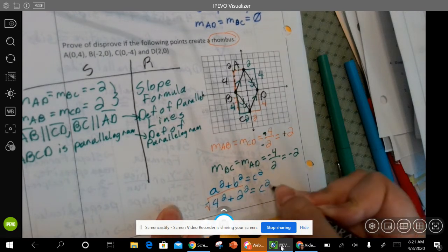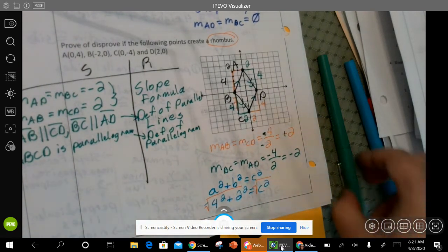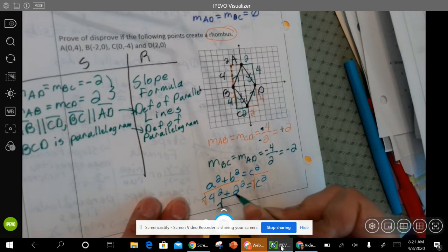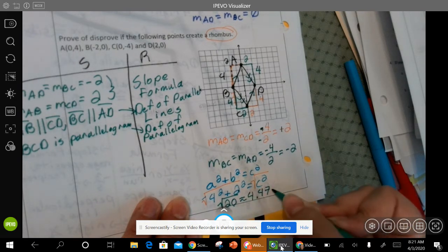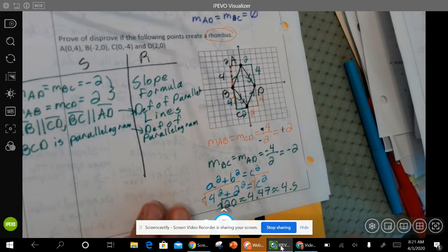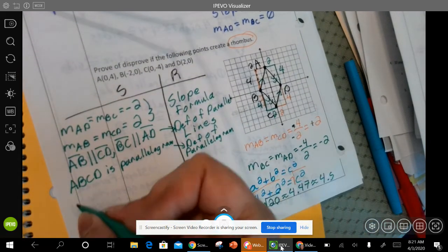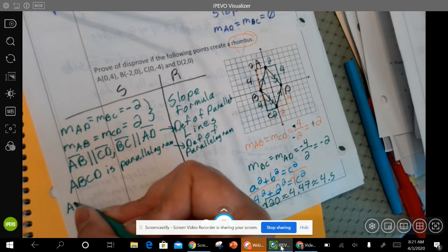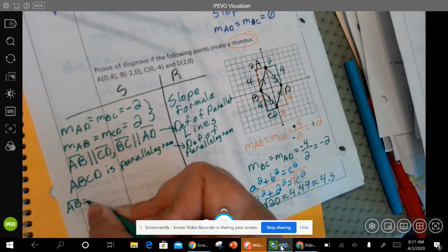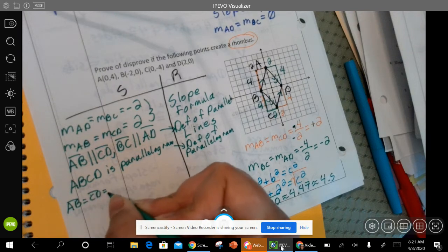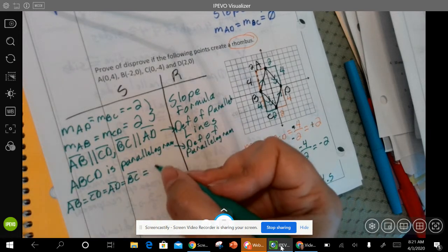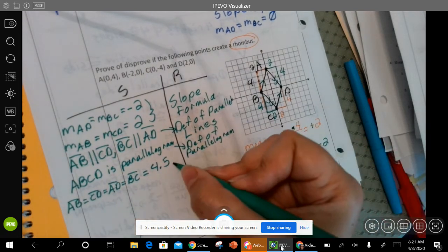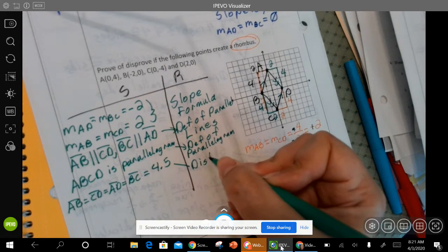And then we're going to take the square root of each side. And we're going to get the square root of 20. 16 plus 4 is 20, which is approximately 4.47. So we round that up to 4.5. Okay, so that means for all of these sides, so side AB, CD, AD, and BC are all equal to 4.5. Okay, and this is by our distance formula.